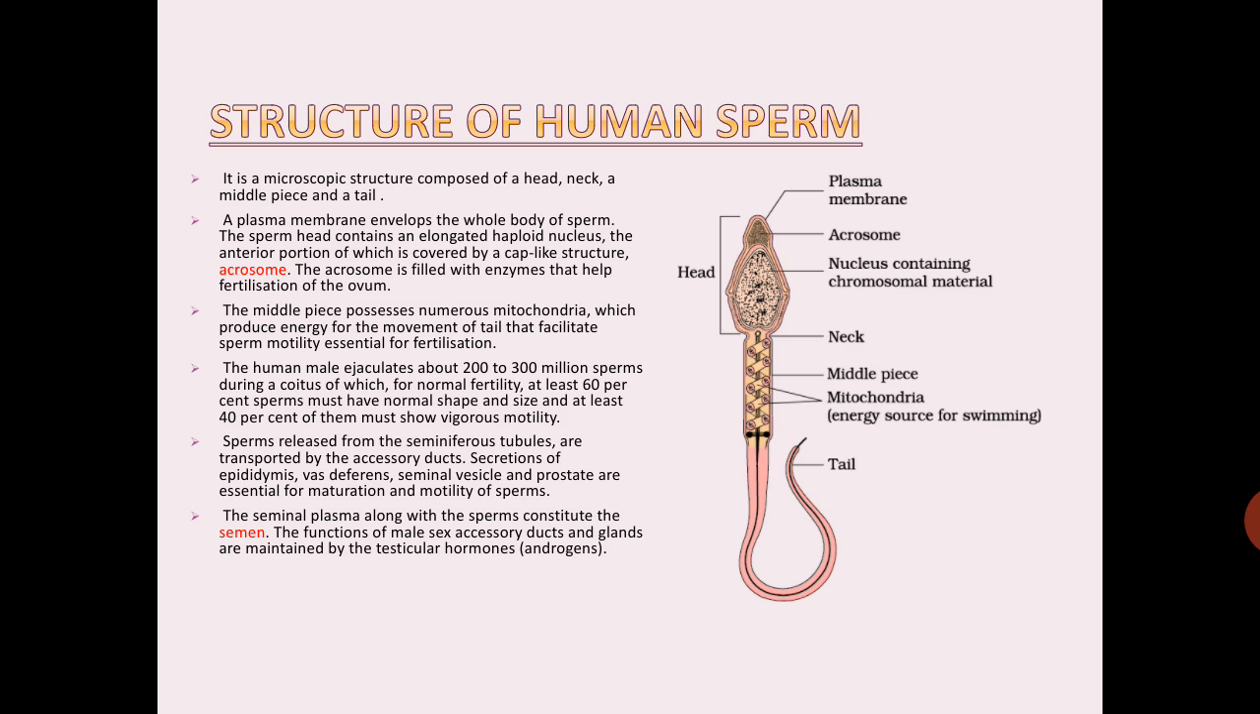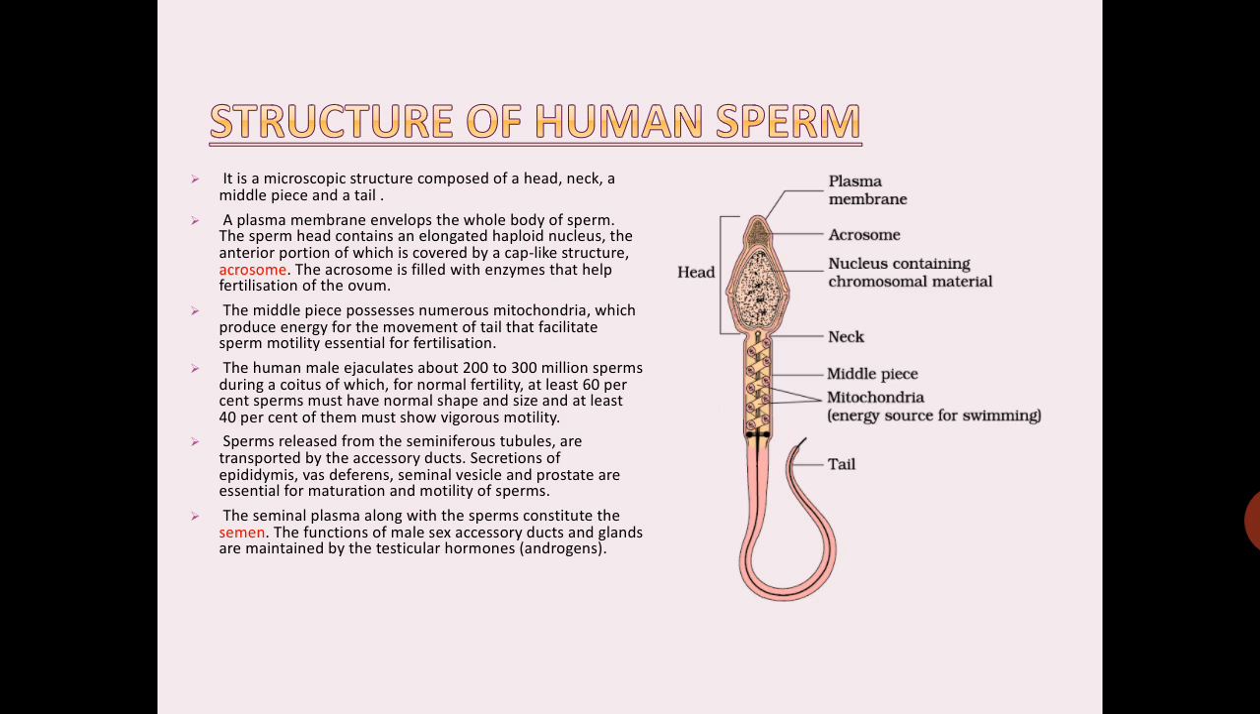So this is the structure of the sperm, where the sperm is divided into three parts: head, middle piece and the tail. The entire sperm is lined by plasma membrane. The head region has a nucleus containing the chromosome material.